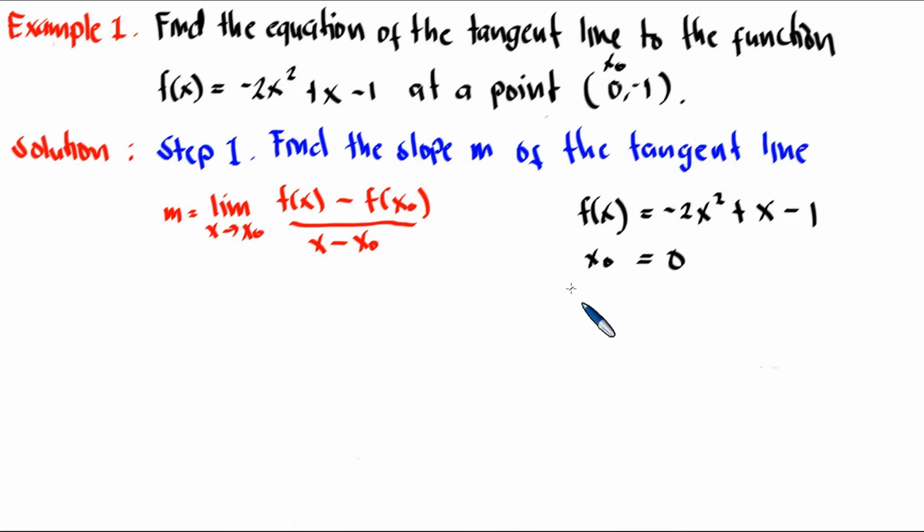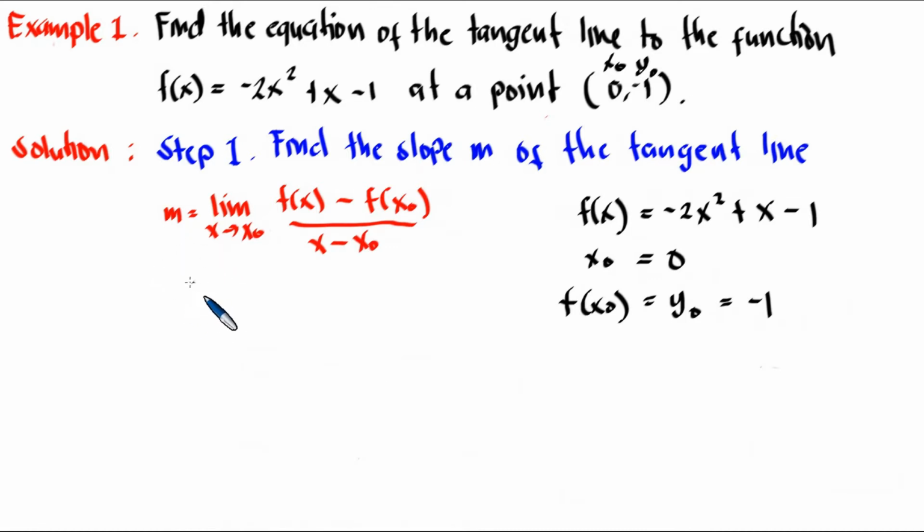Then f of x sub 0 is just the value of y in the given point. And we know from this given point, y sub 0 is equal to negative 1, meaning that's the value of y in the given point. So using this given information, all we need to do is plug these values into our formula to solve for the slope, or to solve for m.